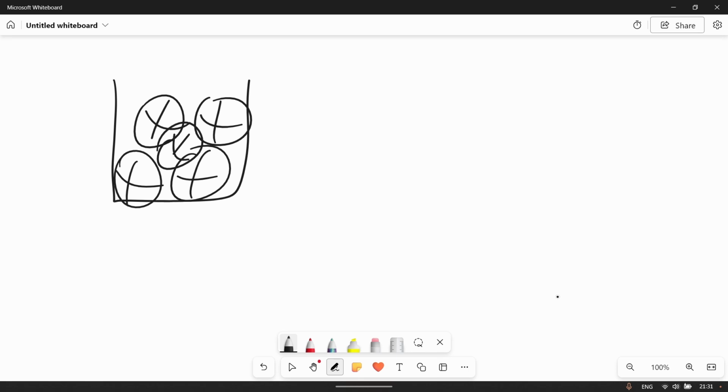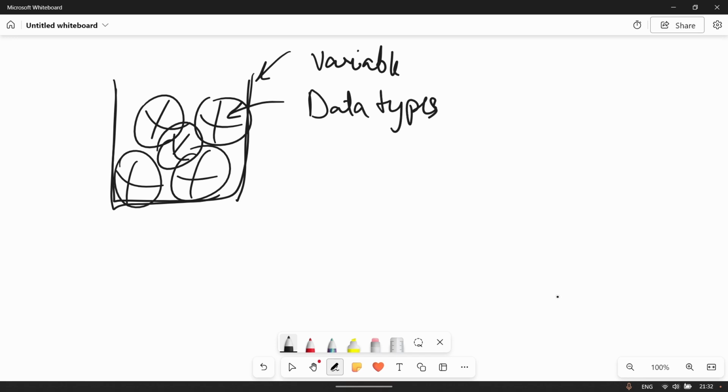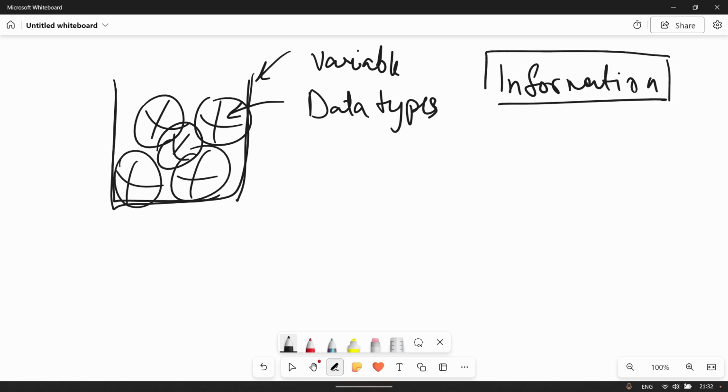Let's consider these are basketballs or footballs. So I can store this. Let's say this box is associated with some sort of sports facility and is used to store balls. So this container would be the variable, right? And the type of content that we are storing inside this would be referred to as data types. So in programming, what you do is store some sort of information, right? Every time you do programming, you store some sort of information in some sort of container.